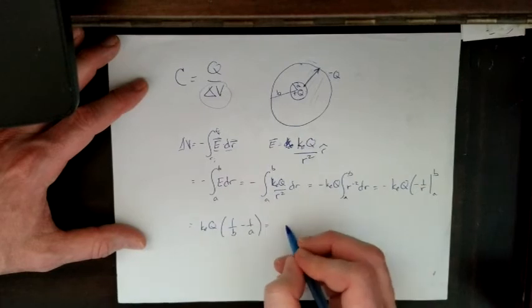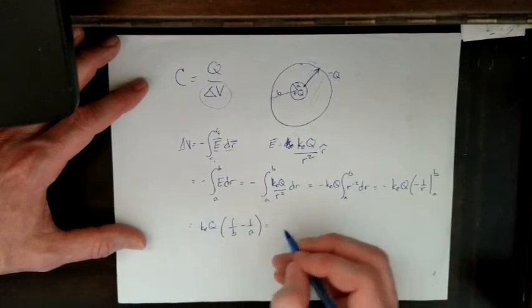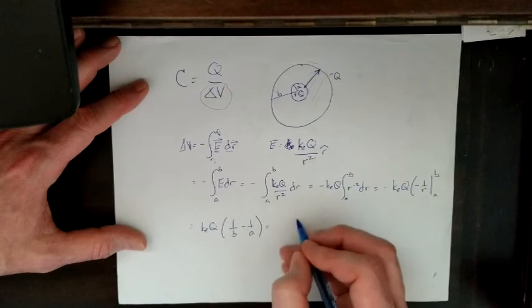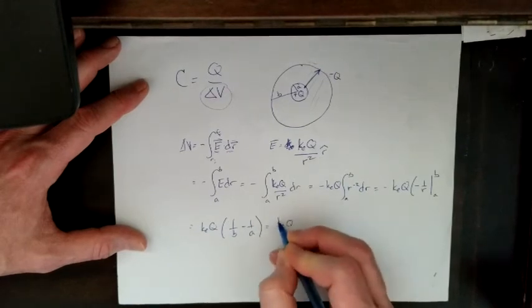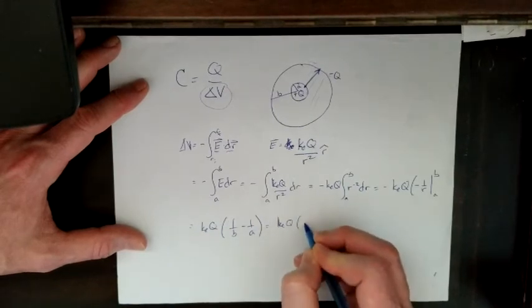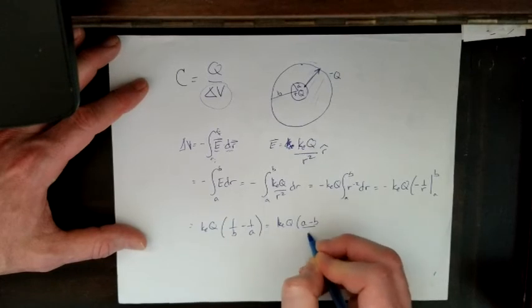We can now put this into whatever form we particularly like. Let's get a common denominator to get our fraction going here. So this becomes k_e Q times (A minus B) over AB.